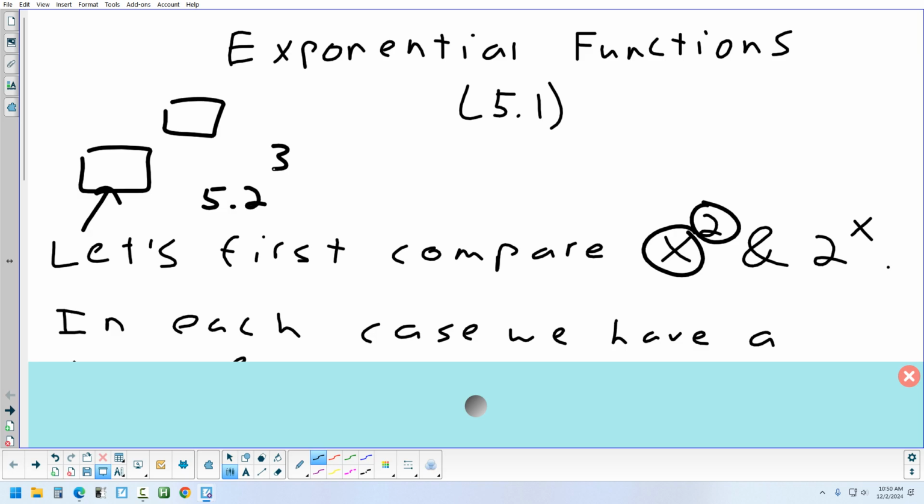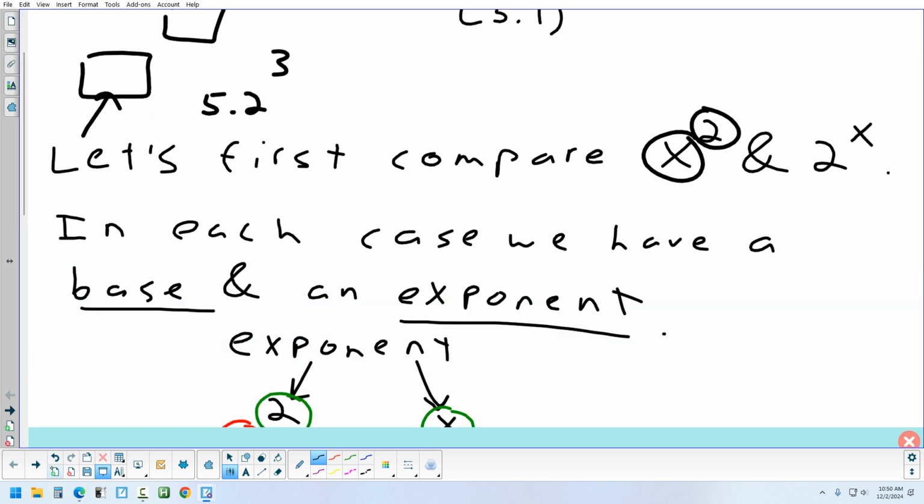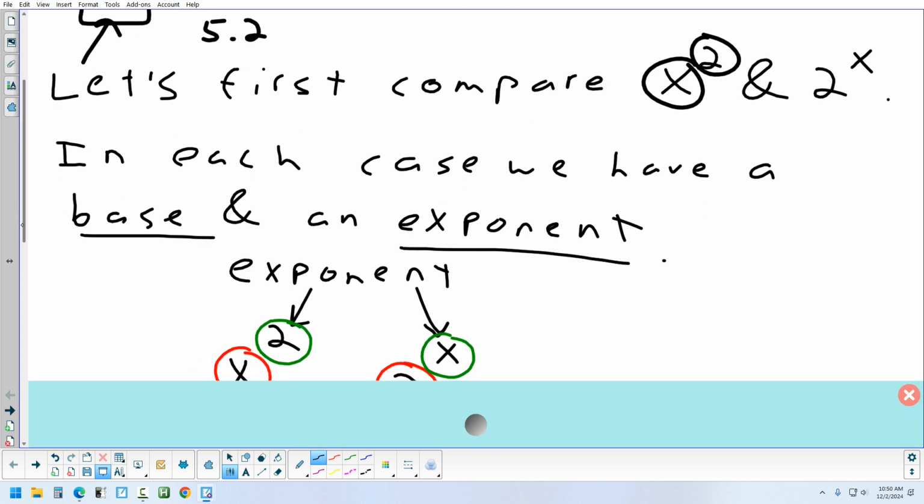name of the thing always lower than the exponent. Begins with a B. Yeah? The base. The base. Yeah. Or The base. So in each of those, you have a base and you have an exponent, but they're different.